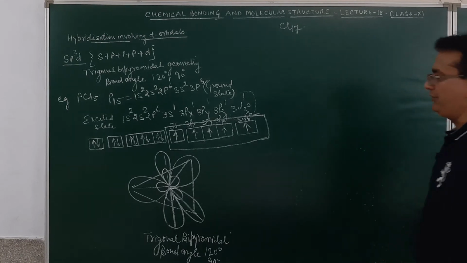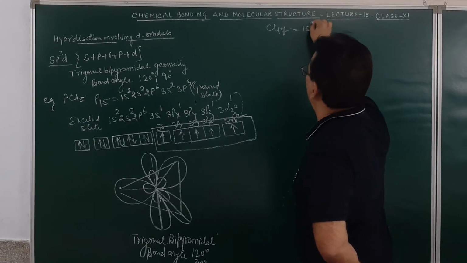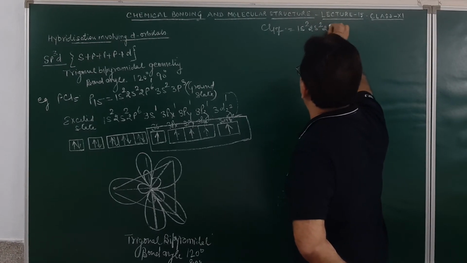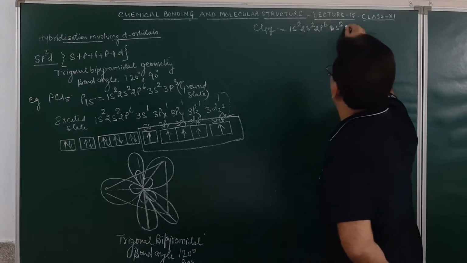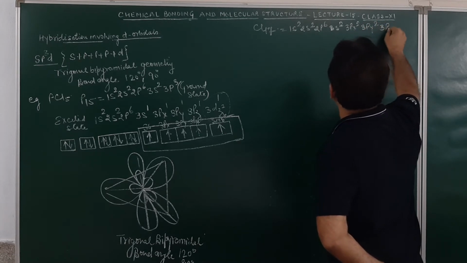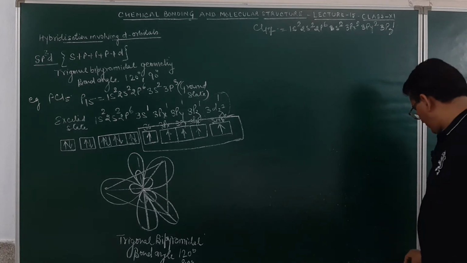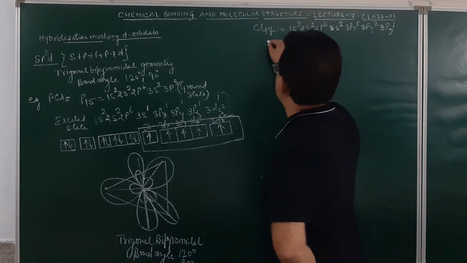How will the bond formation occur? Let me write down the configuration: 1s2, 2s2, 2p6, 3s2, 3px2, 3py2 and 3pz1. Yes? So pz is not completely occupied.